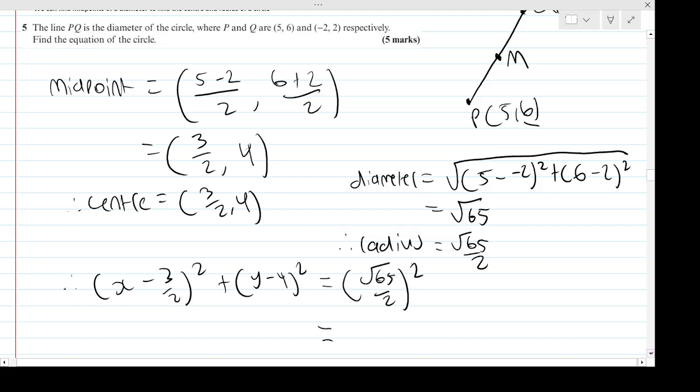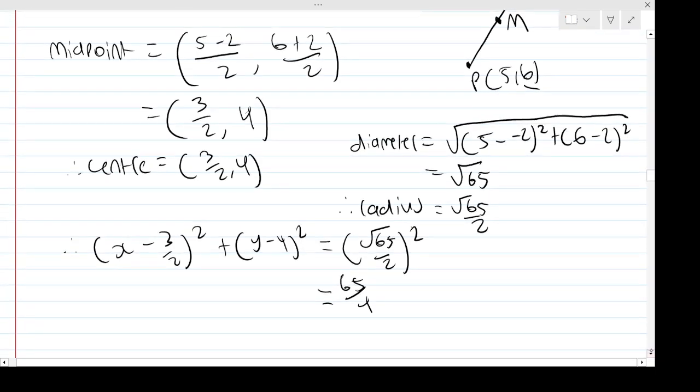If you work that out in the calculator, you get 65 over 4. There we are. Cool. And there we are.